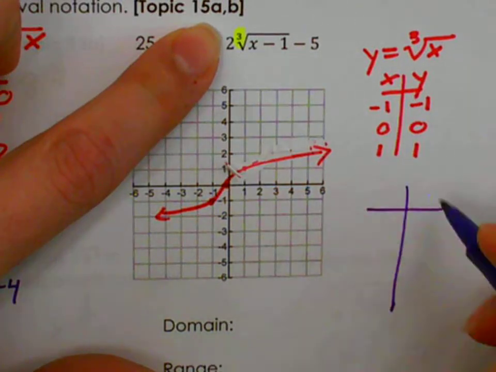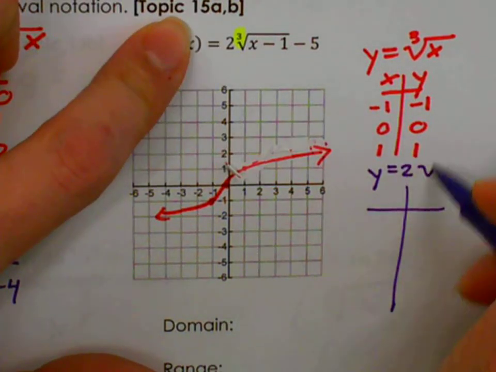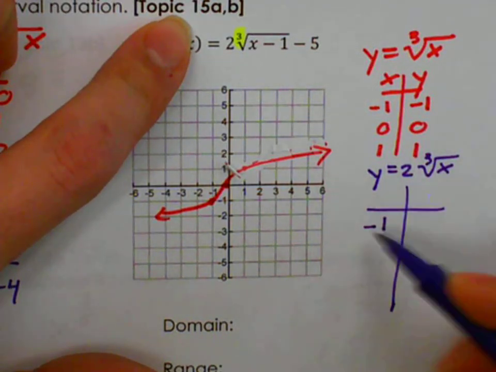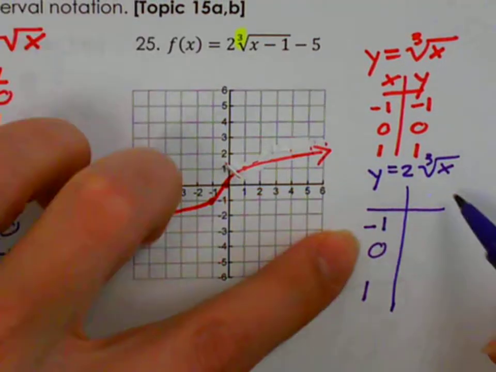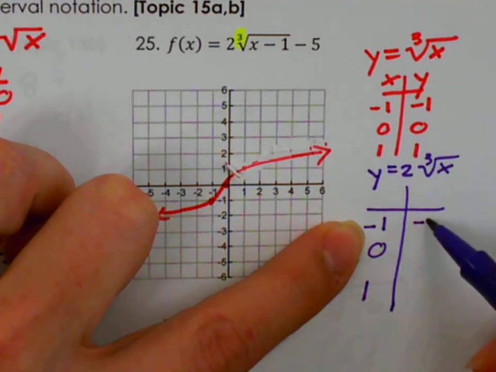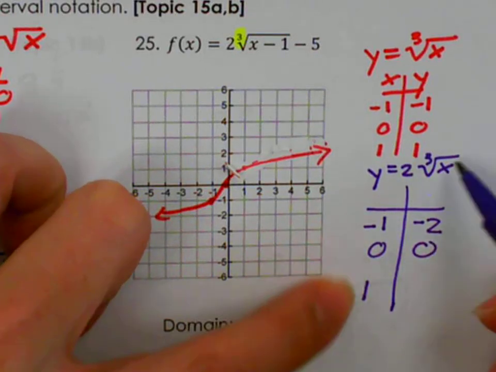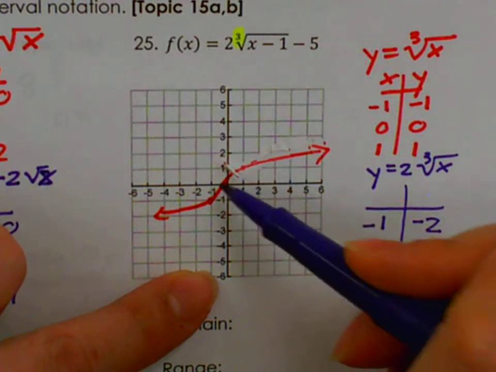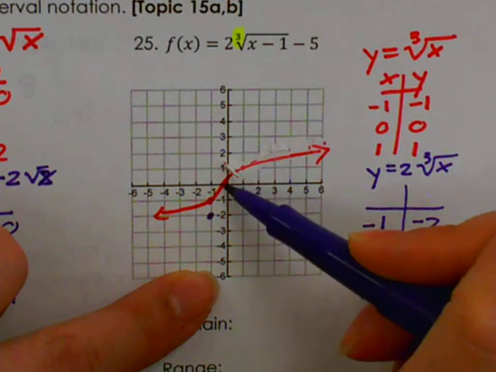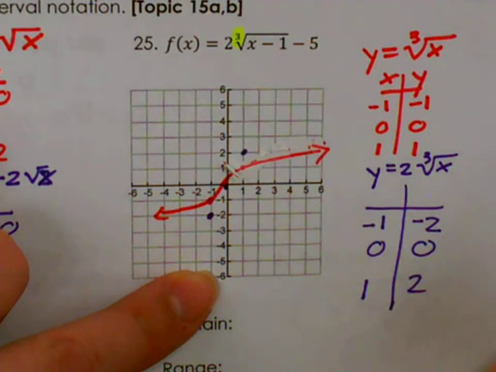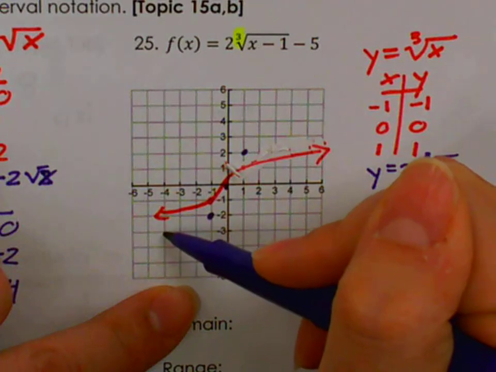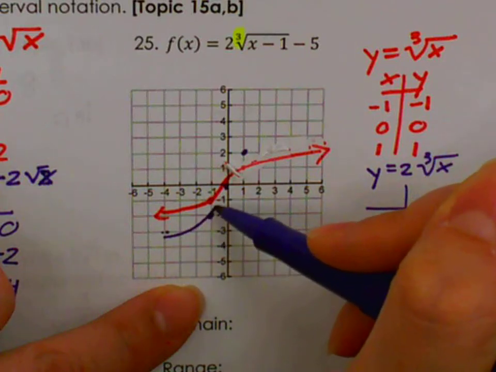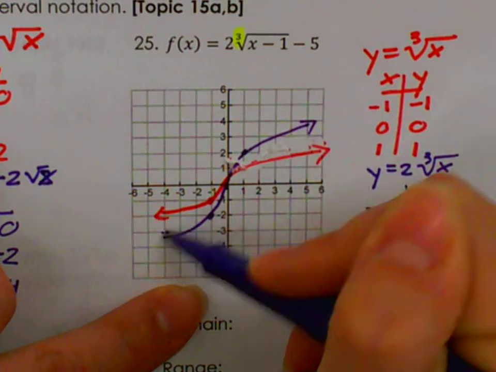So let's do y equals 2 times the cube root of x. Again, I want to use ones that make perfect cubes. So negative 1, 0, and 1. The cube root of negative 1 times 2 is negative 2. The cube root of 0 times 2 is 0. The cube root of 1 times 2 is 2. So I've got negative 1, negative 2, 0, 0, and 1, positive 2. So I'm going like this, and then changing and going like that.